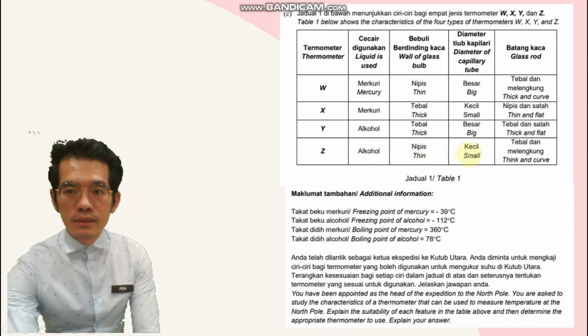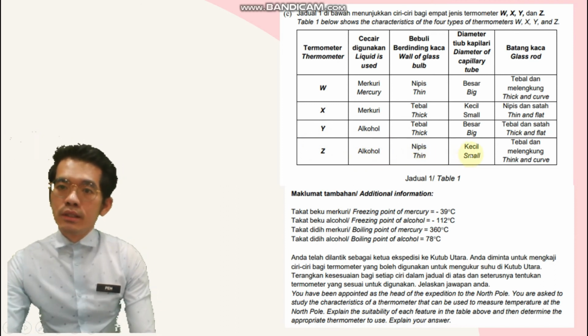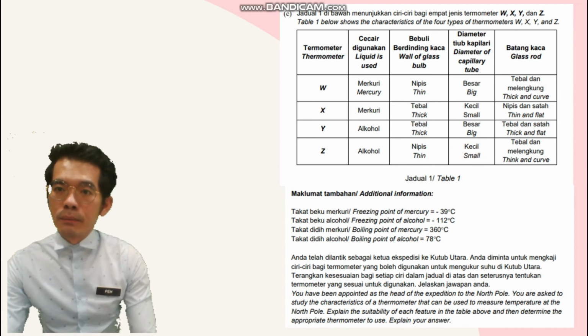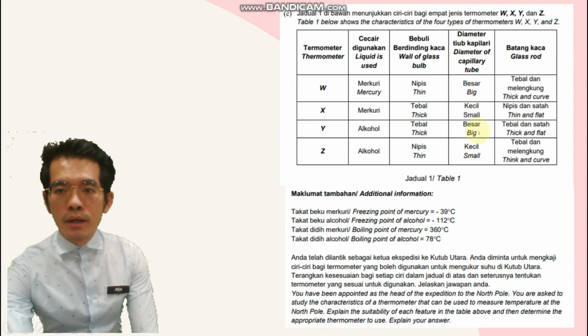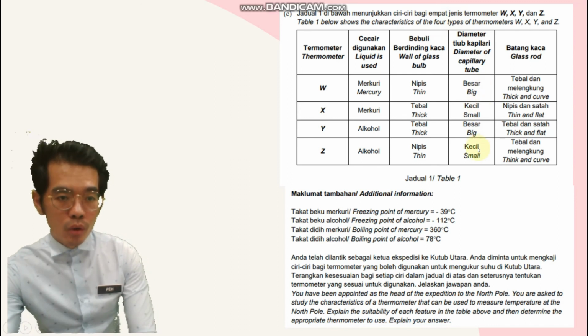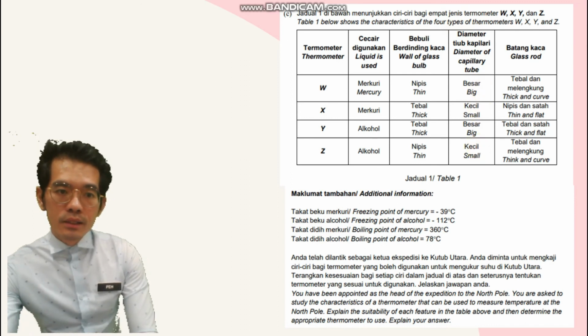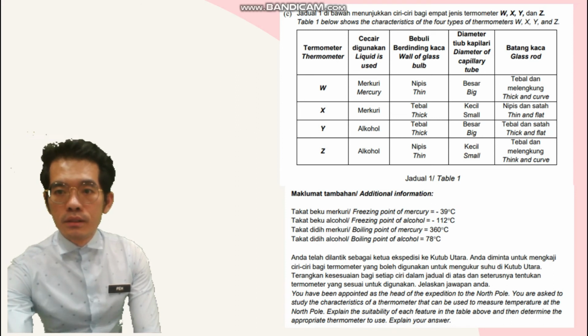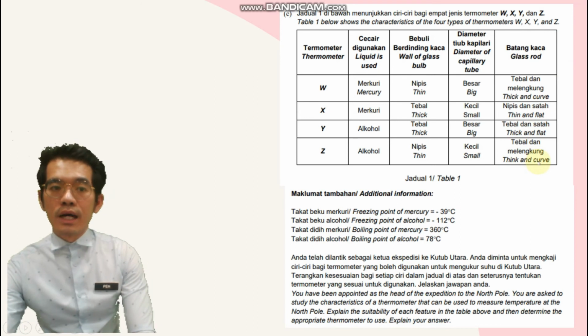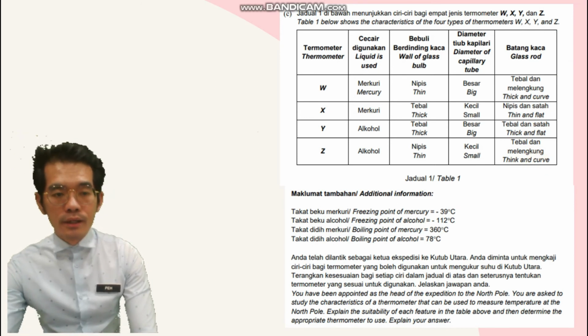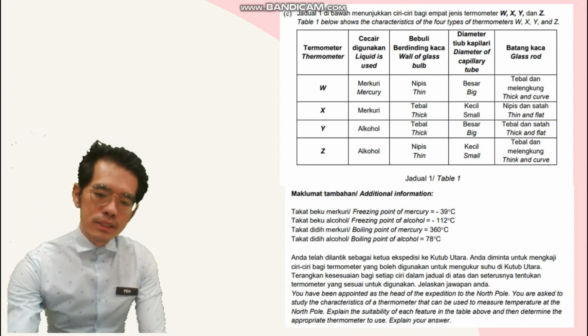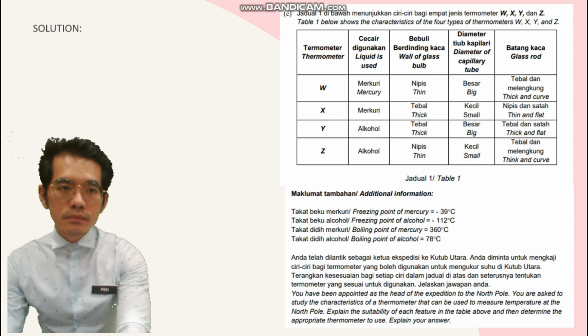Okay, so let's see the third character, which is regarding the diameter of capillary tube. So the diameter of capillary tube must also narrow or small to increase the sensitivity. And then the last, we have to choose the thick and curved glass rod so that the thermometer will be stronger and not easily broken. Okay, so let's see the solution.